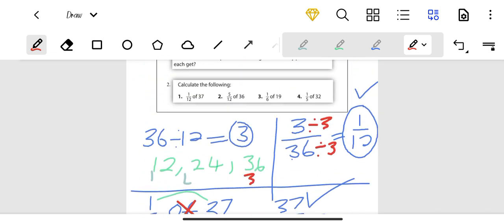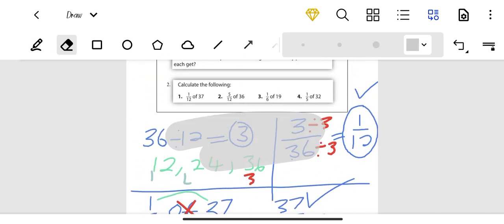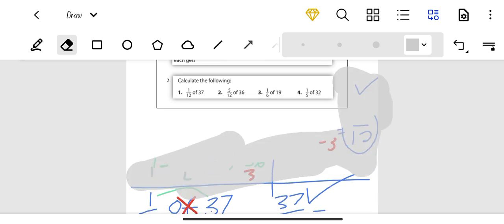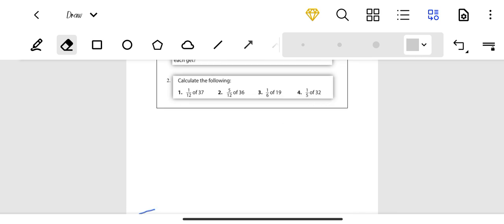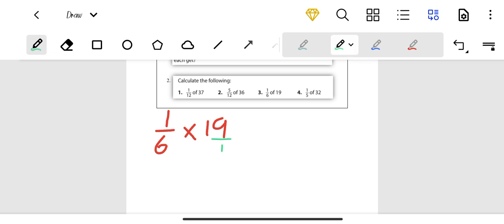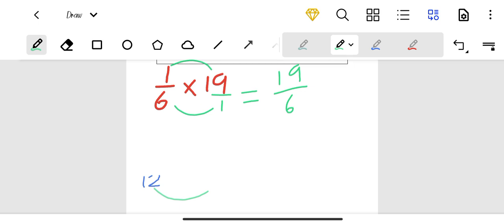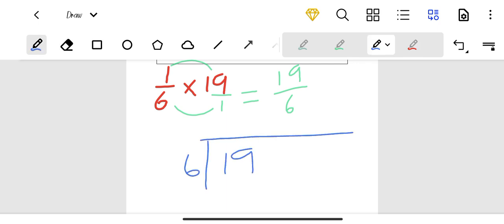Jumping to the next one, it is 1 over 6 of 19. So let me just remove this part. Okay, there we go. So it's 1 over 6 multiplied by 19. What do we do? Divide by 1, that by that, that by that. So it's equal to 19 divided by 6. So what can we do? Let's just long division it. So we can simply say 19, 6. This divided by 1 is impossible.